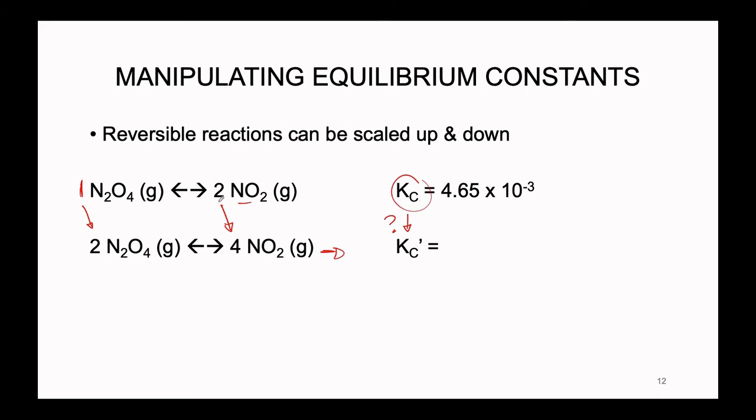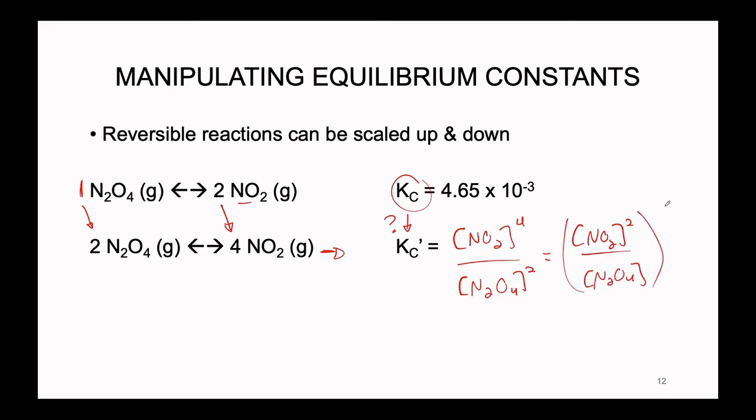So, if we scale up our reaction, our equilibrium constant we can write out again as a ratio of products to reactants. And if you're getting tired of hearing me say ratio of products to reactants, boy do I have some news for you, because we are going to be using that phrase a lot. So the equilibrium expression, our Kc prime, is going to be equal to the concentration of our NO2 to the fourth, all divided by the concentration of the N2O4 to the second. Well, this is the exact same thing as taking our first equilibrium expression, the NO2 squared, all divided by the concentration of N2O4, and squaring it.